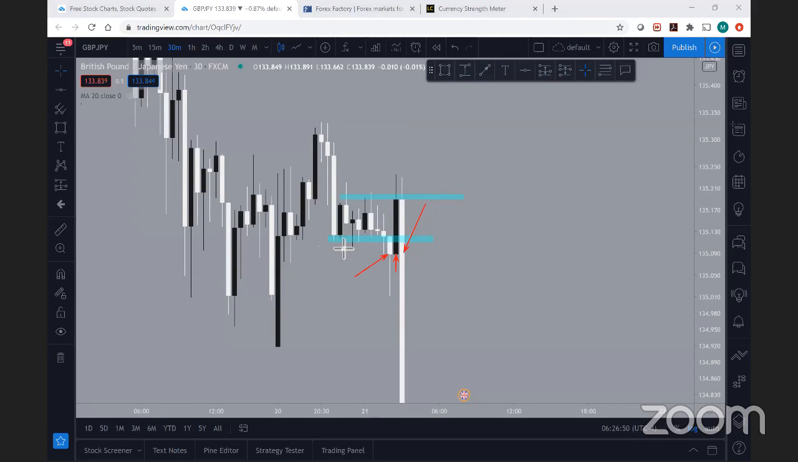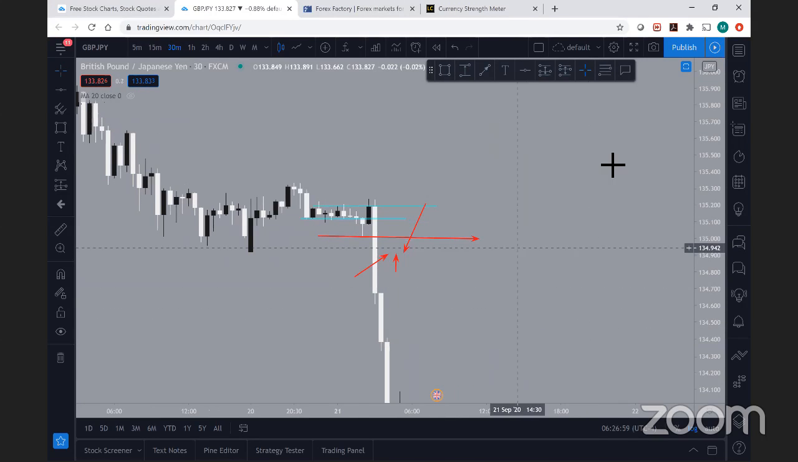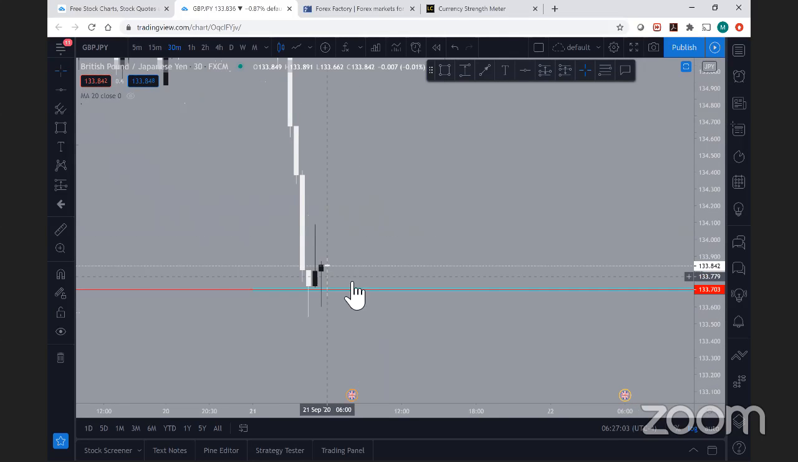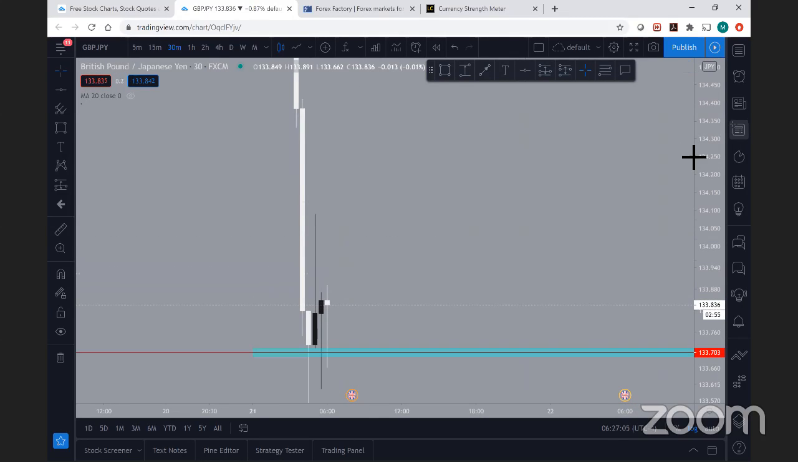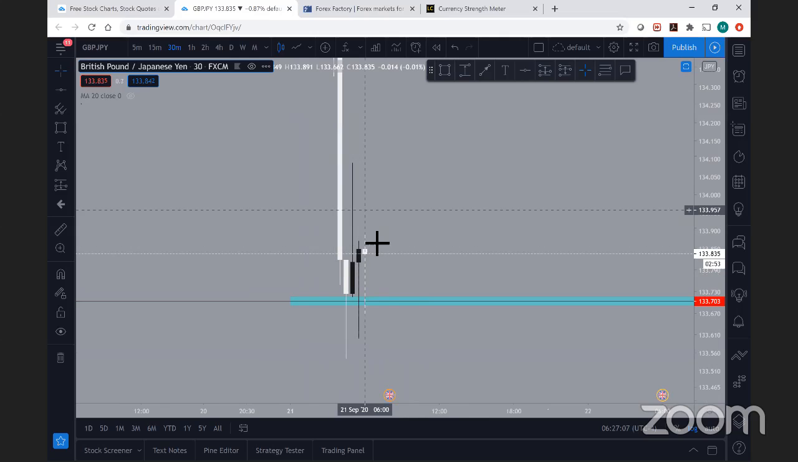That is your break of your support. Support has been broken. So I'm looking for a similar thing to happen here. You'll get a few bullish candles that close, which is what you're getting now. You have this bullish candle here close. You have this bullish candle here that's closing. So we'll see how this current candle closes.